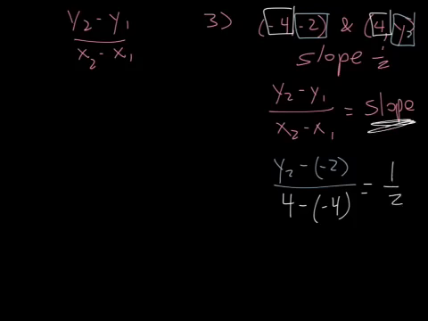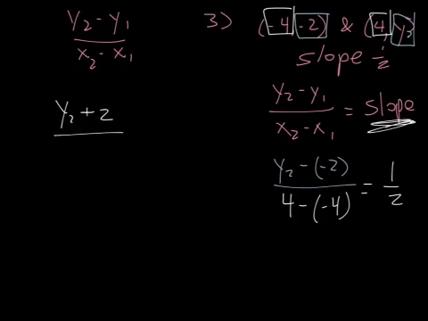So now let's do a little simplification. Let's take this work over here to the left. So we have y2 minus a negative 2, which would just be y2 plus 2. In the denominator, we have 4 minus a negative 4. Well, that's the same as 4 plus 4, which is 8.